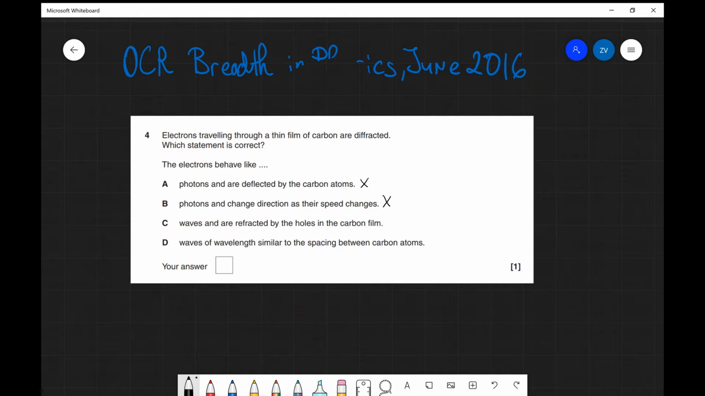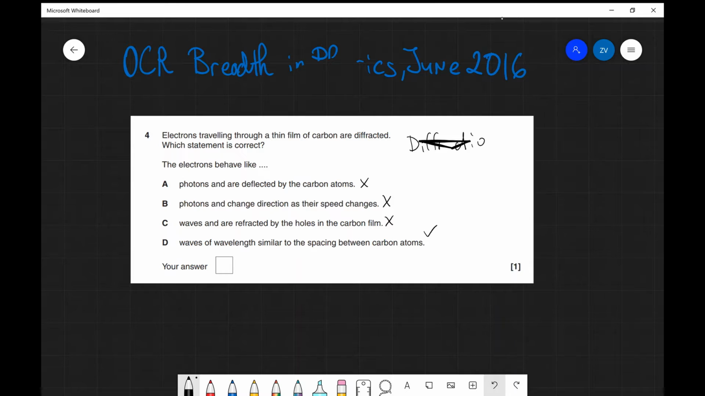C, they behave like waves and are refracted by holes in the carbon film. Once again, well, they do behave like waves, but they're not refracted. What we're looking for is diffraction, and waves of wavelengths similar to the spacing between the carbon atoms. This is true because diffraction occurs. So I'm just going to write over here the diffraction.